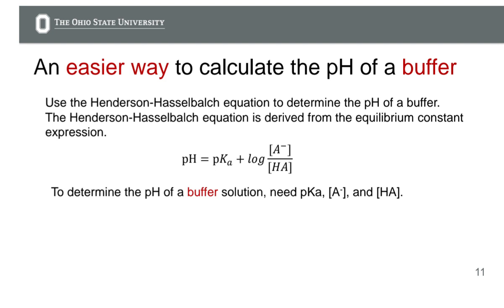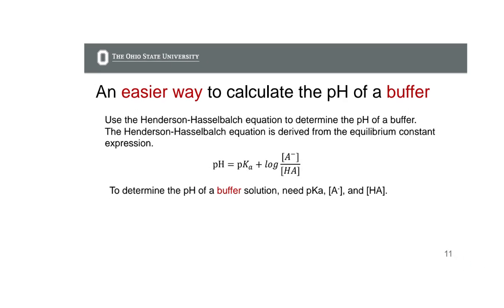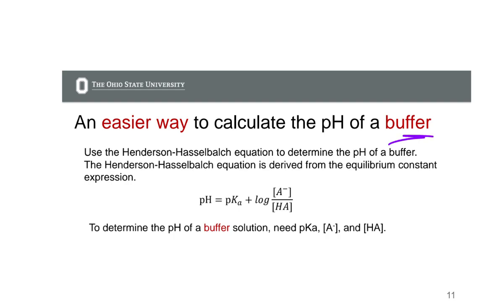The easier way to calculate the pH of a buffer, and only a buffer, is through the Henderson-Hasselbalch equation. The Henderson-Hasselbalch equation is simply a way of someone took a Ka expression and rearranged it to give you this. And then they got their name on it. Okay? That's how amazing it is. But you can only use it for buffers. Do not try to use this for weak acids or weak bases by themselves.